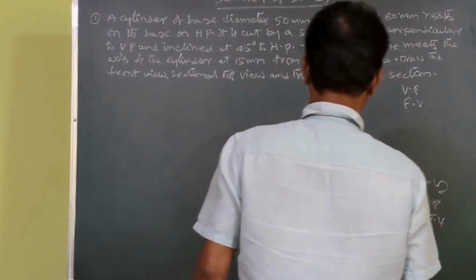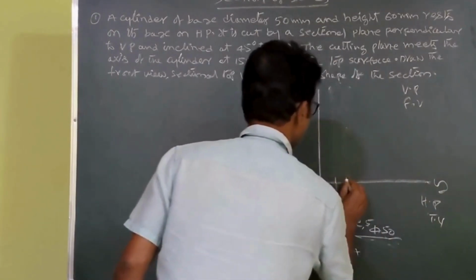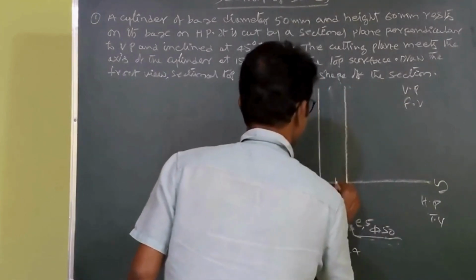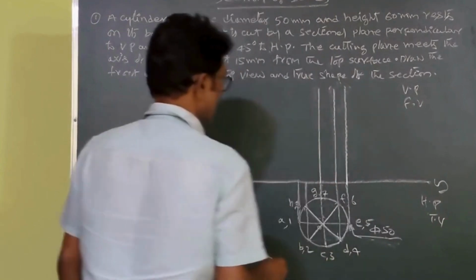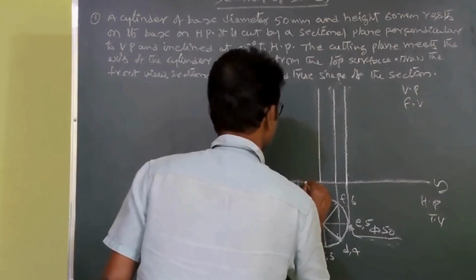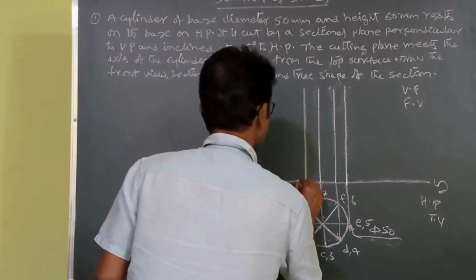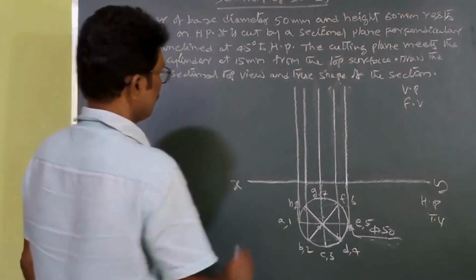Okay, they are crossing. Now here also you draw the vertical line. Here also you have to extend this line. Okay, it's okay.